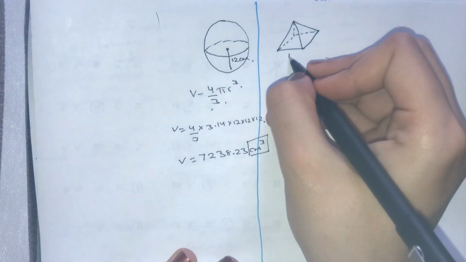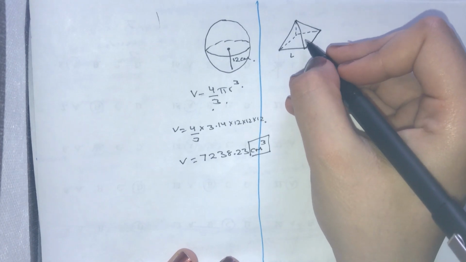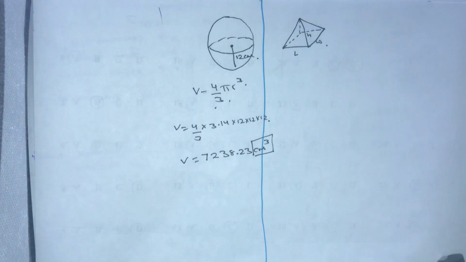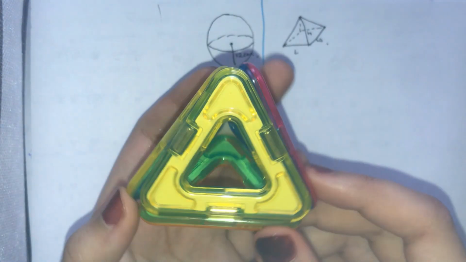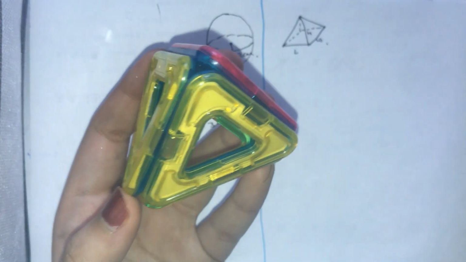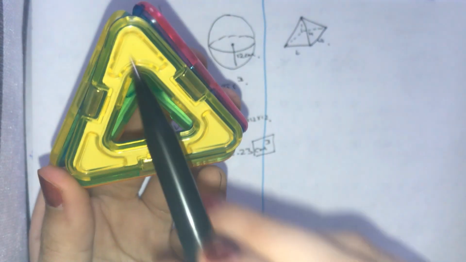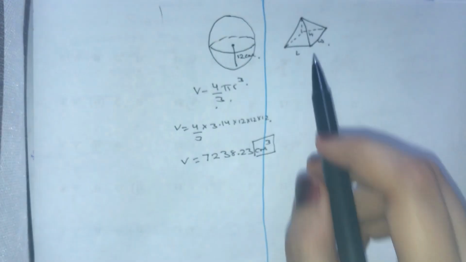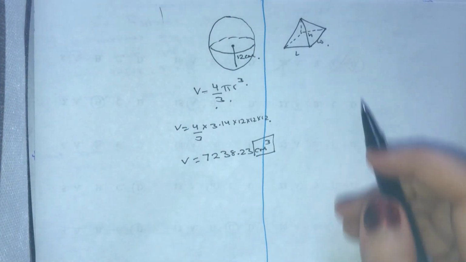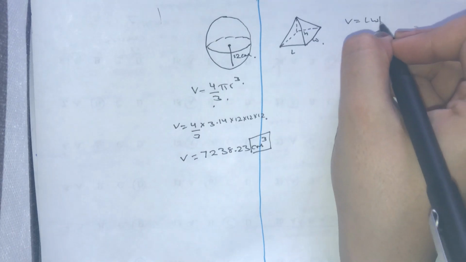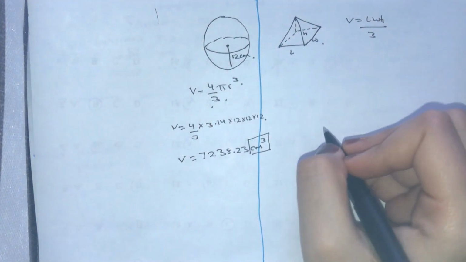And then we have length, and we have height, and we have width. As I showed you before, this is a prism or a pyramid according to me. So this is the length, this is the width, and this is the height. How tall is the prism? How tall is it? So now you have length. The volume of a prism is equal to length times width times height over 3.